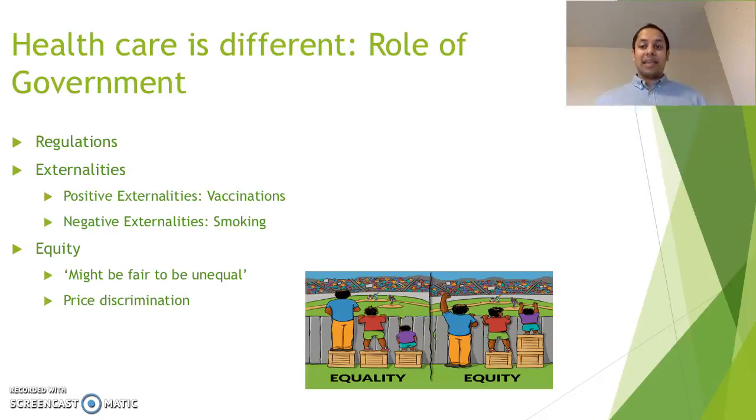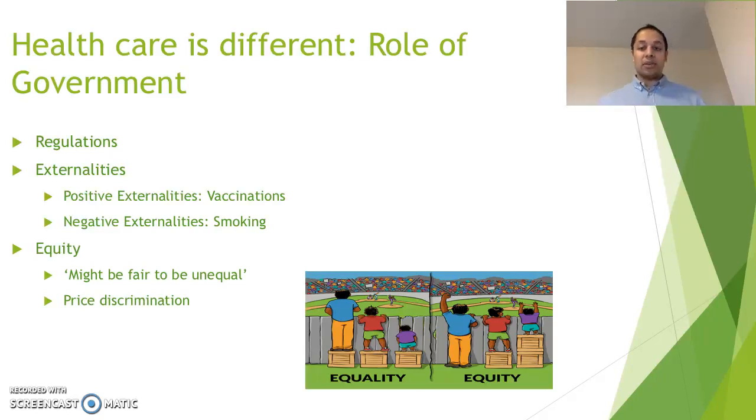Similarly, there are some negative externalities. For example, smoking. If I don't smoke but other people smoke near me, there will be negative consequences on my health as well. So the role of government is to mitigate the negative externalities by bringing in laws, rules and regulations and so on.